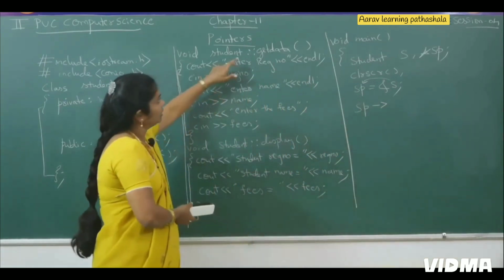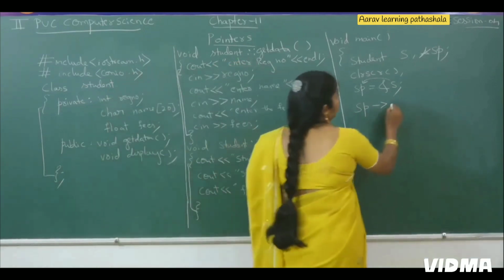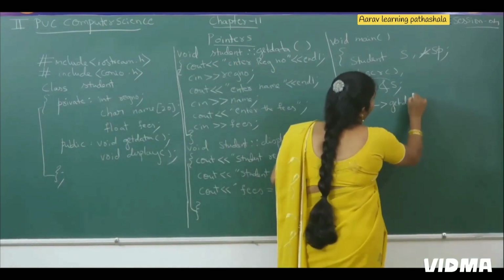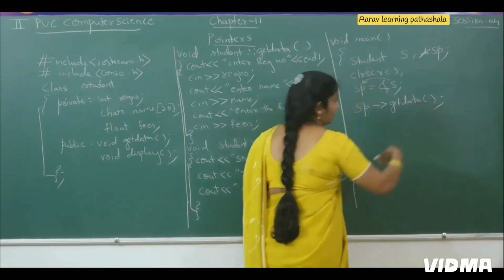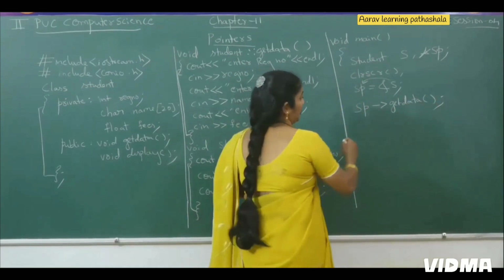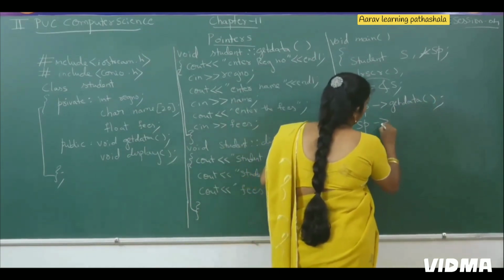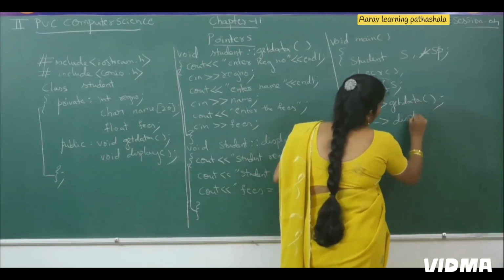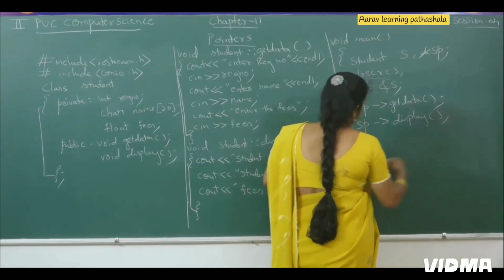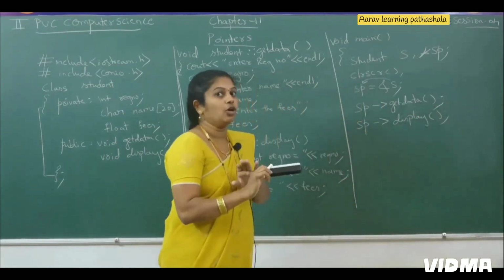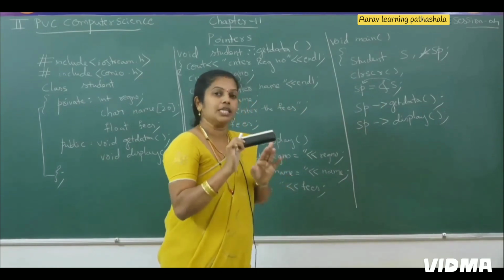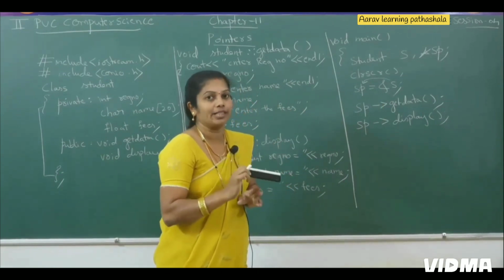So we call the function with SP arrow. What's the first function? That is the getdata function. Now next call the second function, SP arrow display function. Here we are not doing any calculation.